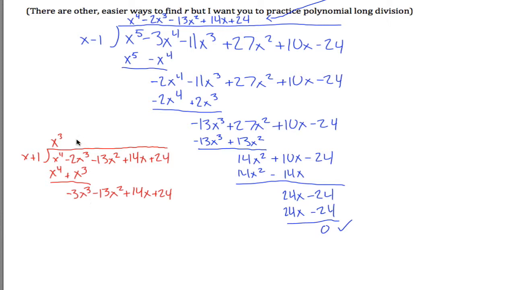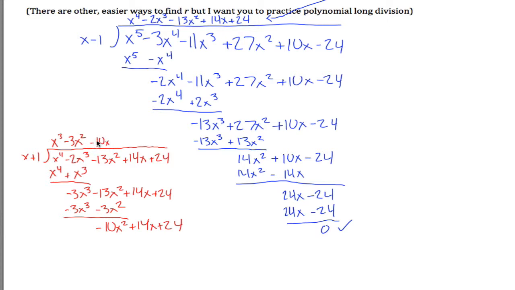Get rid of this negative 3x cubed by putting a negative 3x squared up here, because that times x gives me negative 3x cubed. Negative 3x squared times 1 is negative 3x squared. Subtract. Negative 13 minus negative 3 is the same as negative 13 plus 3, which is negative 10x squared, plus 14x plus 24.